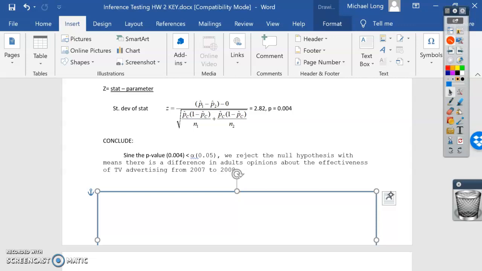So again, this is a 2-sample test, something different than you've seen. But hopefully this will help you out as we do problems like this.